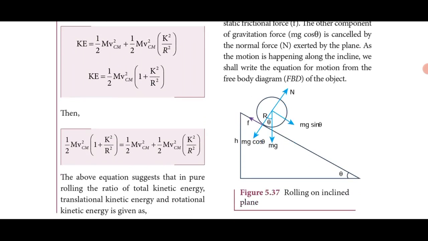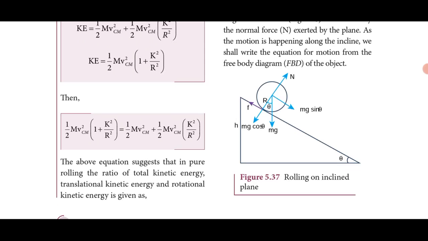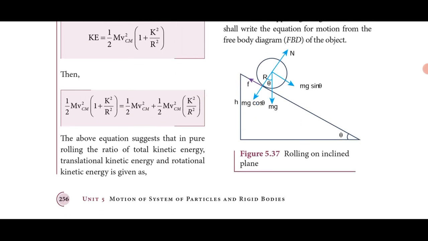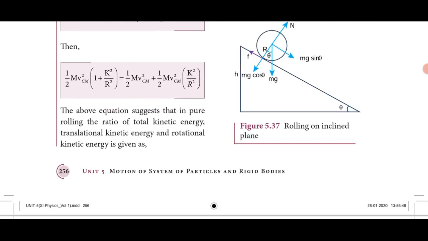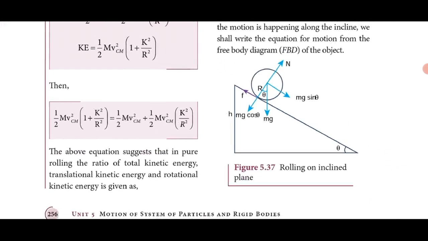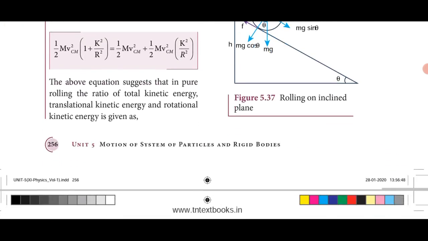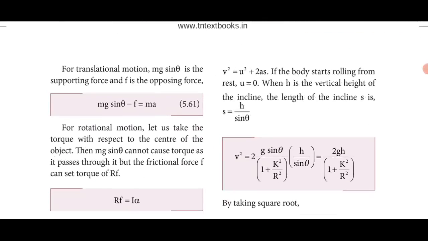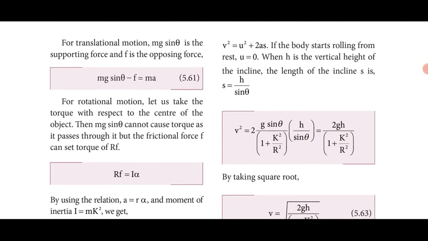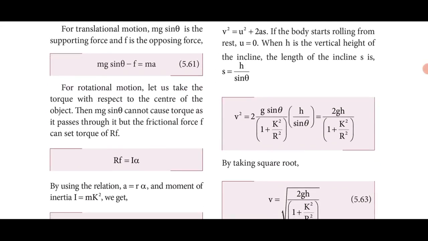by the plane. As the motion is happening along the incline, we shall write the equation of motion from the free body diagram. That is given here. We have already seen this type of diagram: normal, mg sin theta, mg and mg cos theta, everything. So this is rolling on an inclined plane. For translational motion, mg sin theta is a supporting force and F is an opposing force. So mg sin theta minus F is equal to ma.